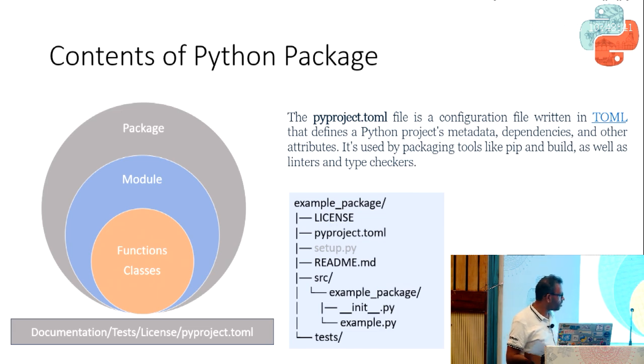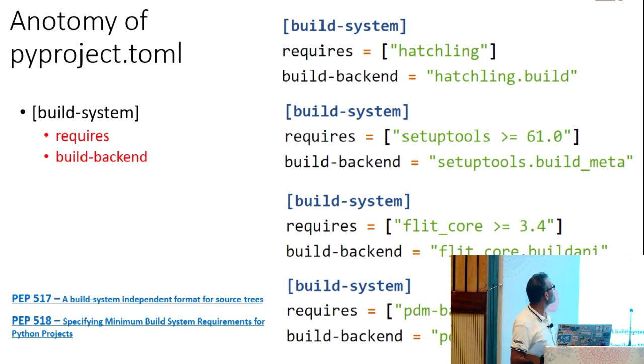So what does this configuration file really contain? It contains the metadata, all the dependencies that are required, and other attributes, such as command line entry points. Those things are going to be in this. So let us look at the anatomy of this pyproject.toml file. It has multiple sections.